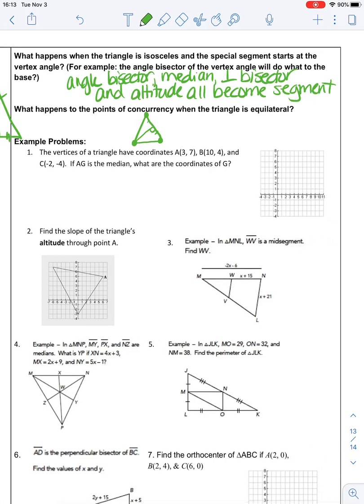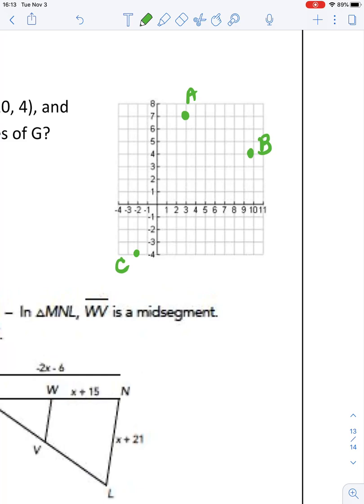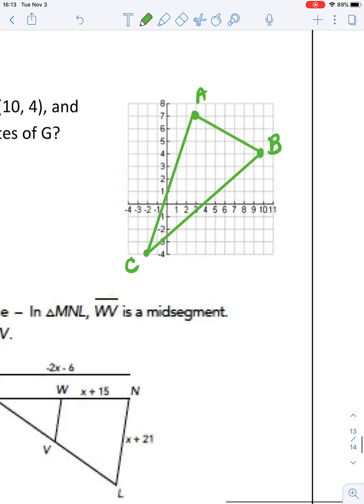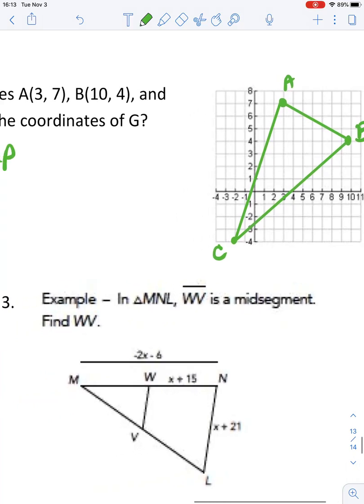The vertices of a triangle have coordinates of 3, 7, 10, 4, and -2, -4. Once I get this drawn, I'll zoom in. If AG is the median, which extends from the vertex to the midpoint, you've got to know those, vertex to midpoint. What are the coordinates of G? So if I zoom in here a little bit, there are 2 ways that you can do this. You can either use the midpoint formula, or you can use the grid. It's easy enough to do either one, but the midpoint formula, remember, was that you average the x's and you average the y's.